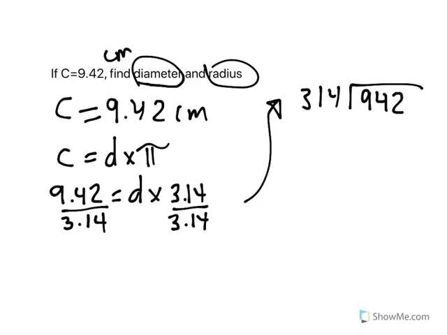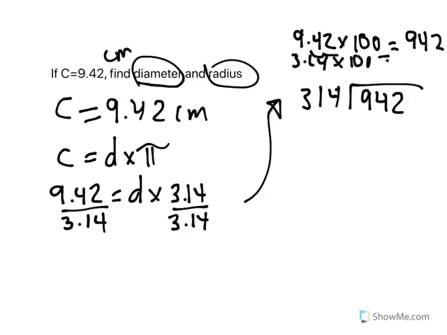Okay. Why don't I have a decimal point? Well, it's just this. Look up here. I multiplied by 100, so the decimal moved twice. So it's 942. And I did the same to 3.14. Times 100 equals 314. Okay. So looking at this, I know 314 goes 3 times.